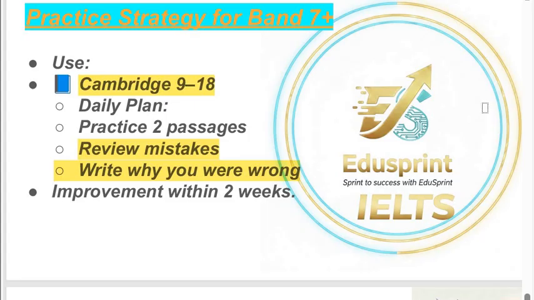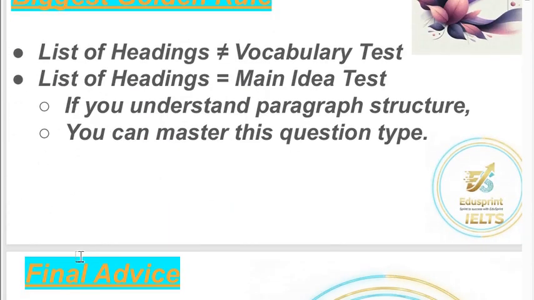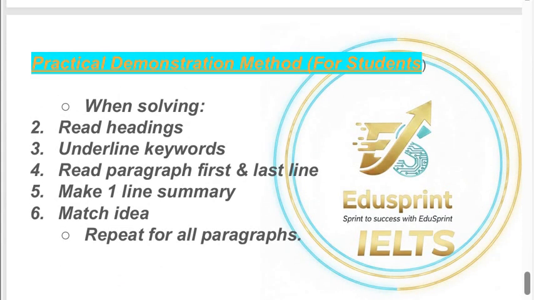Let me summarize the approach. First, read all the headings carefully. Second, identify the key idea in each heading. Third, read the first and last lines of the paragraph. Fourth, create a one-line summary in your mind. Fifth, match the meaning, not the words. Finally, repeat the same method consistently for every paragraph.